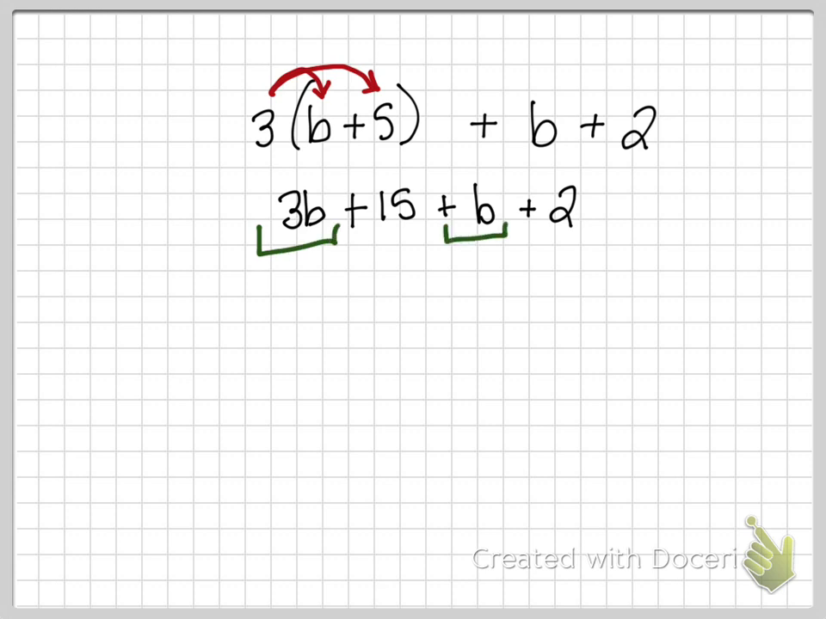3b and b. What's the coefficient of b? 1. Good. Remember that. There's that imaginary 1. So when we combine these, 3b plus b is what? 4b. Good. And my other like terms are 15 and 2. My constants are like terms. So I get what? Kenny? 4b plus 17. Good. 4b plus 17.